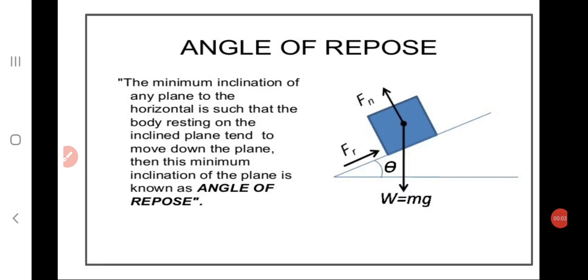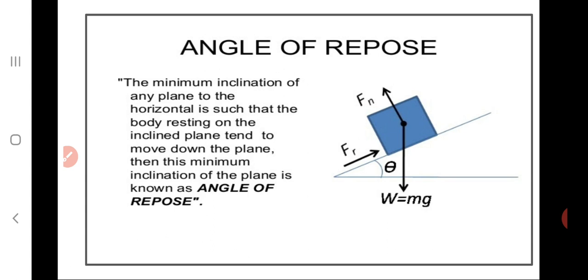Angle of repose. Angle of repose is the minimum angle of inclination of any plane with the horizontal, so that the body resting on the inclined plane tends to move down the plane, and that minimum angle of inclination is called the angle of repose. So in this diagram you can see that this theta, if the body which is resting on the inclined plane just slides down, then that angle theta is called the angle of inclination.